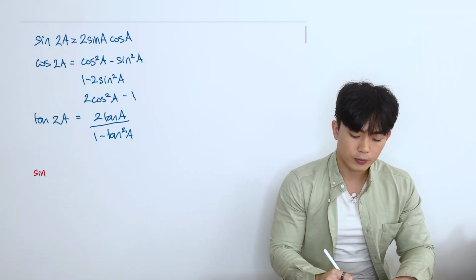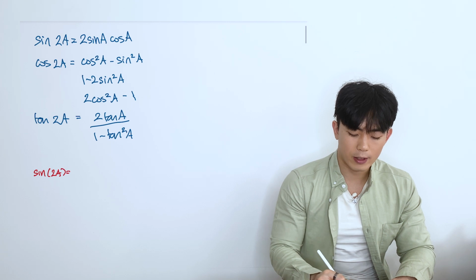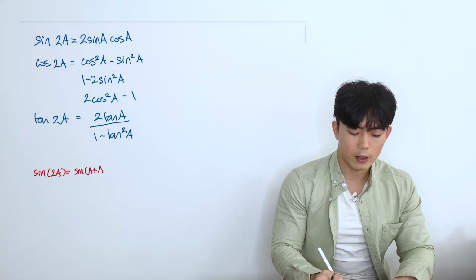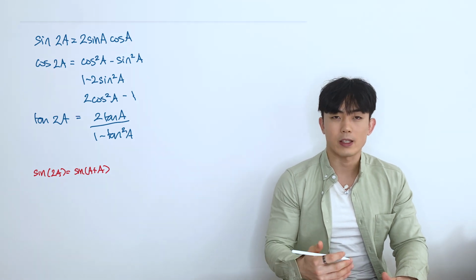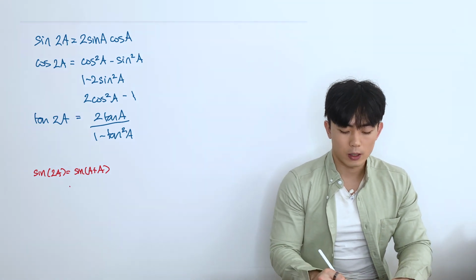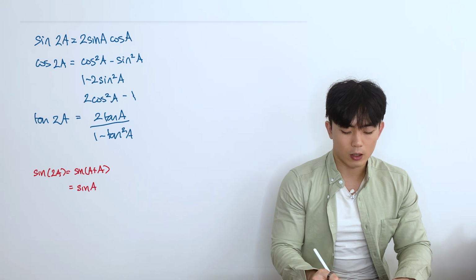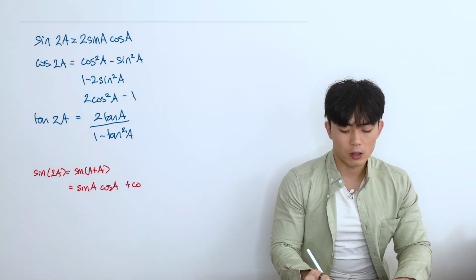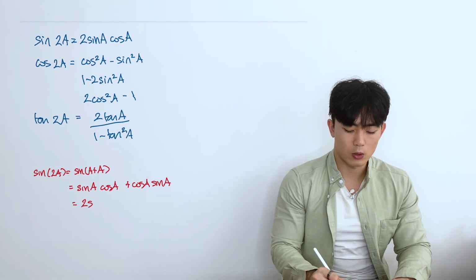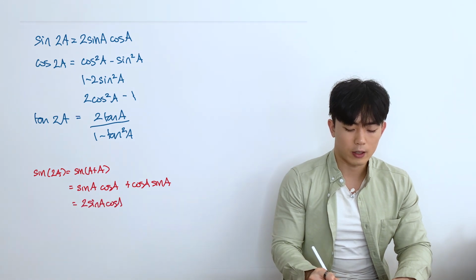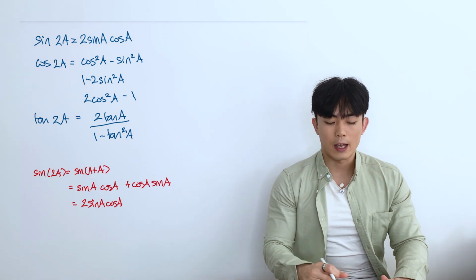For sine 2a, I can rewrite that as sine of a plus a. This way I can expand it using the compound angle formula, where a is a and b is a as well. So this is sine a cos a plus cos a sine a, and they're the same thing, right? So it's 2 sine a cos a. It's very simple, right?